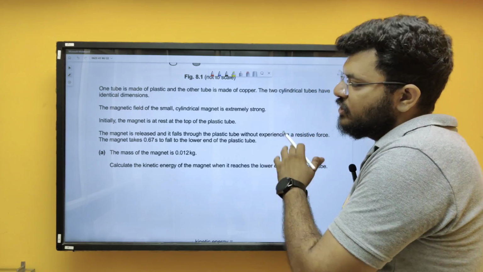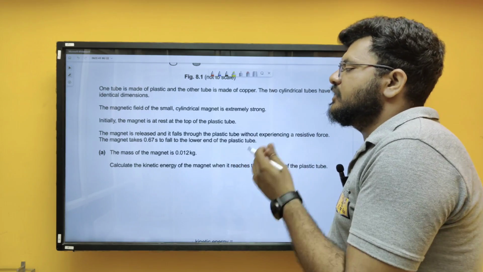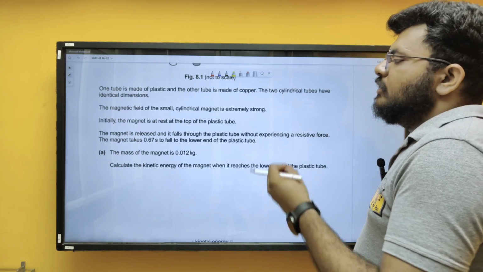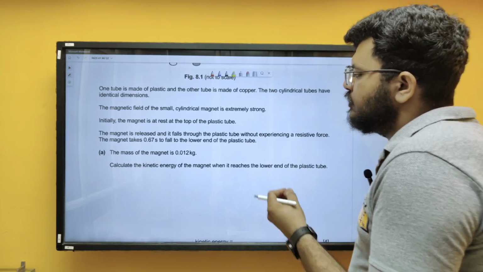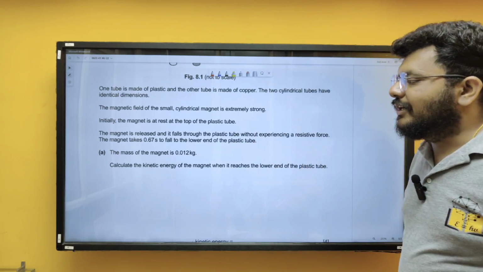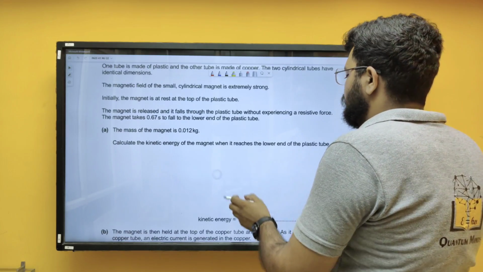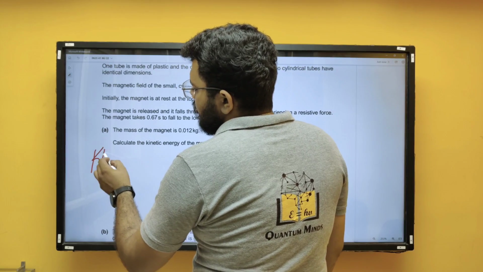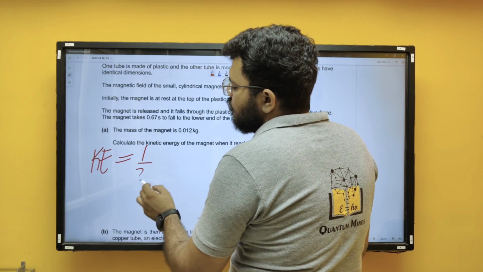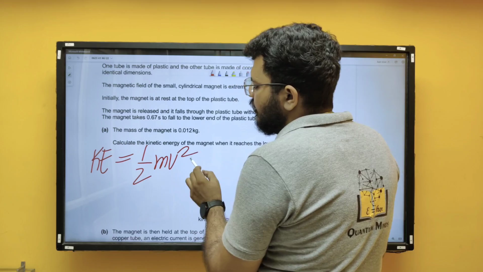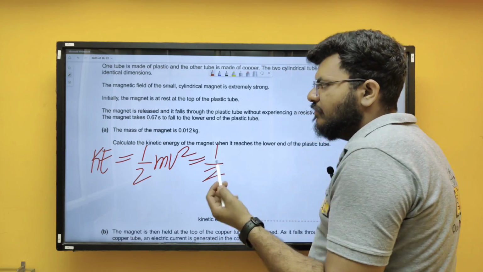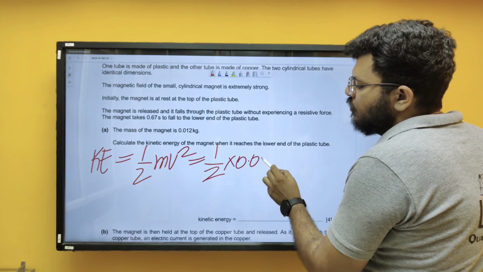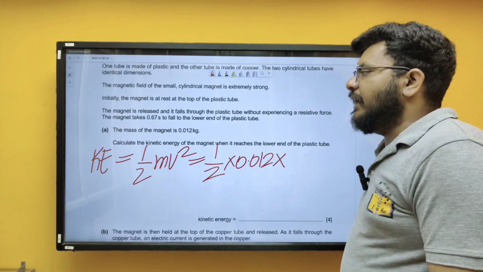experiencing a resistive force. Magnet takes 0.67 seconds to fall to the lower end of the plastic tube. The mass of the magnet is 0.012 kilogram. Calculate the kinetic energy of the magnet when it reaches the lower end of the plastic tube. Okay, long question. So kinetic energy is equal to half mv squared. Half, you don't need any values. Mass is already given, 0.012 kilogram, and you can find the velocity.